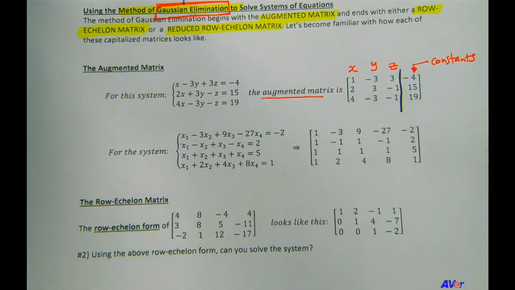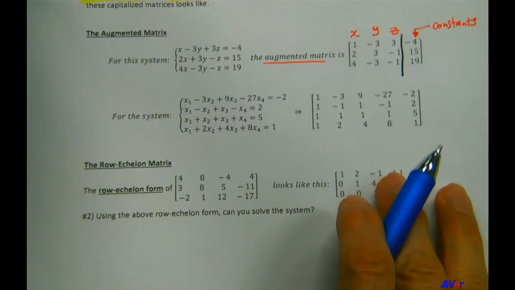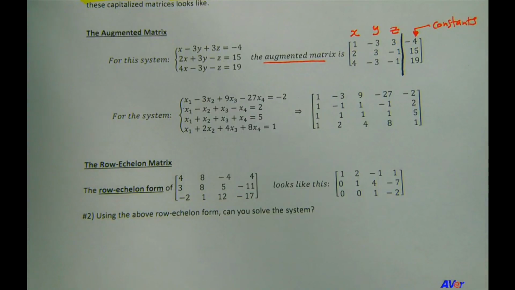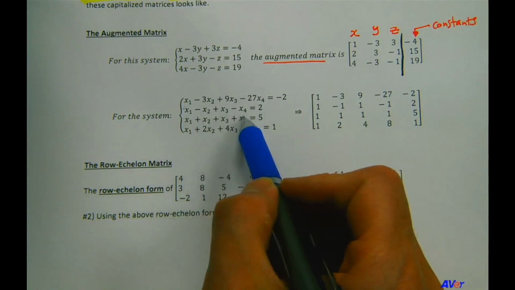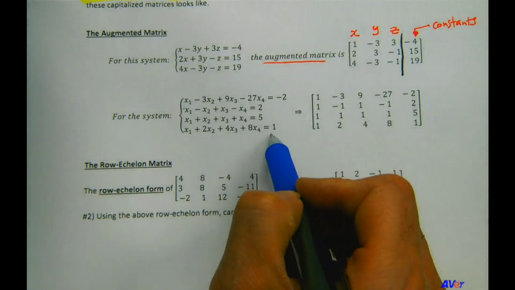Okay, that's how you create the augmented matrix. You use the coefficients and the constants from the original system, not the variables. And this is the augmented matrix for a system of 4 equations and 4 unknowns. Notice that all the variables are in proper order. The constants are all on the right-hand side.